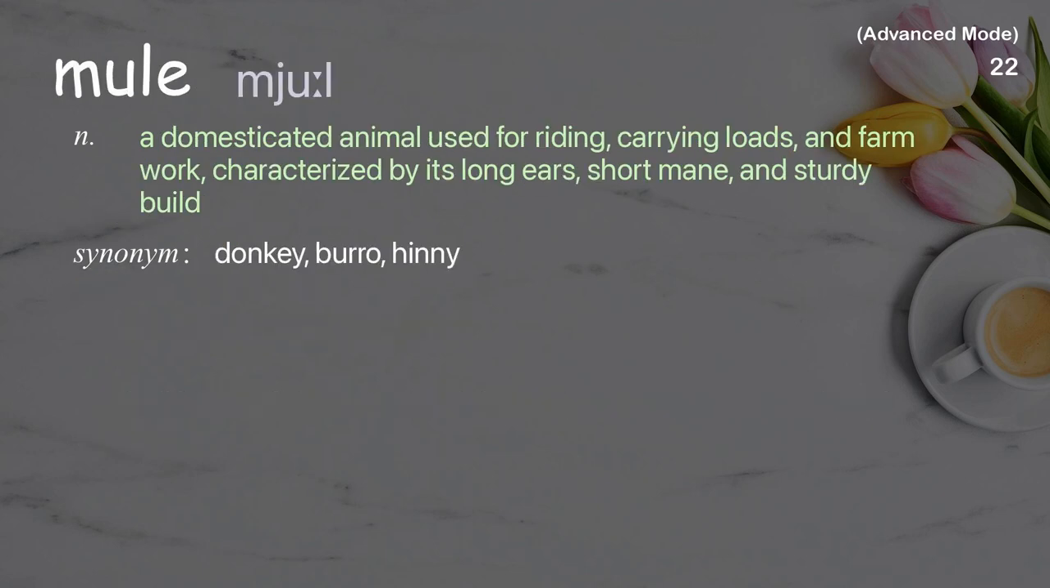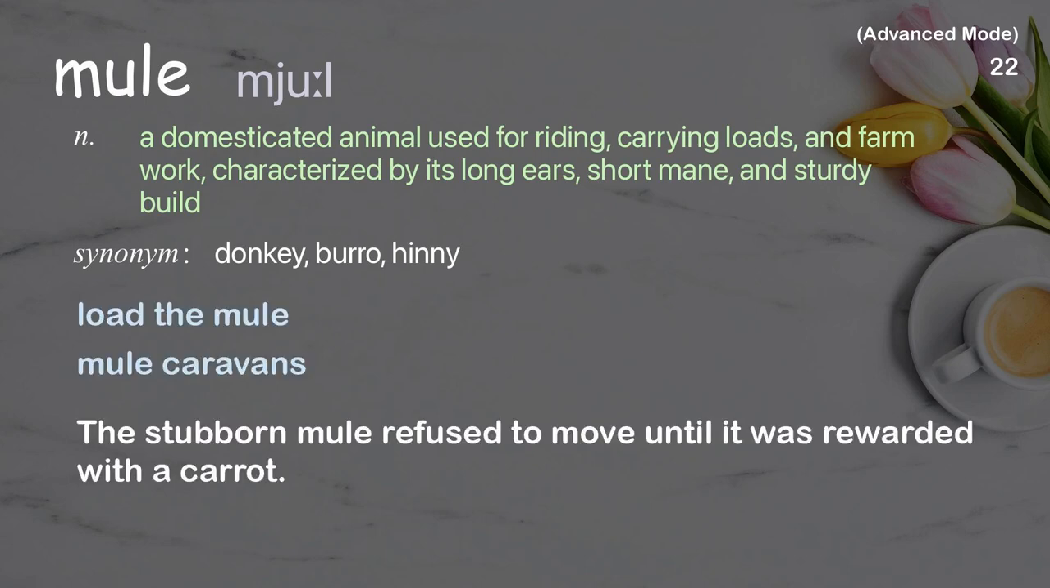Mule. A domesticated animal used for riding, carrying loads, and farm work, characterized by its long ears, short mane, and sturdy build. Examples: load the mule. Mule caravans. The stubborn mule refused to move until it was rewarded with a carrot.